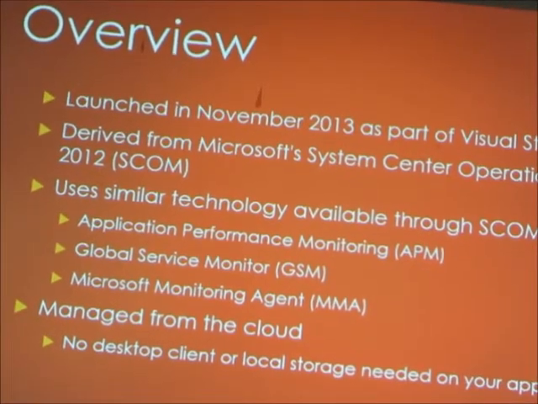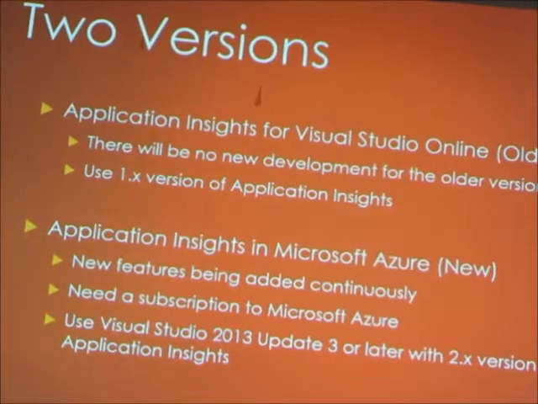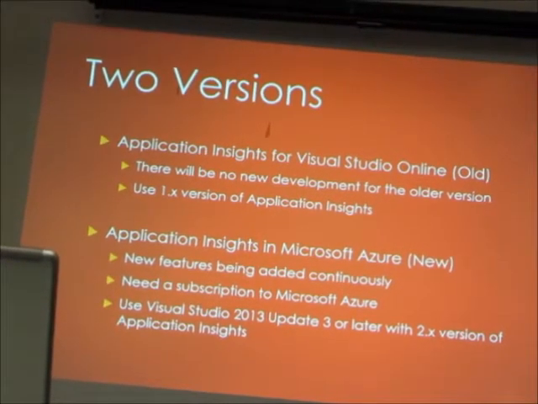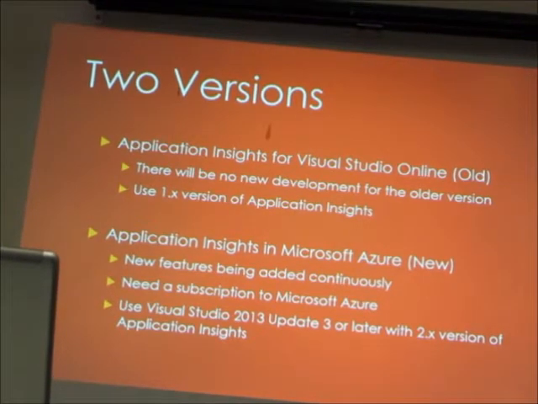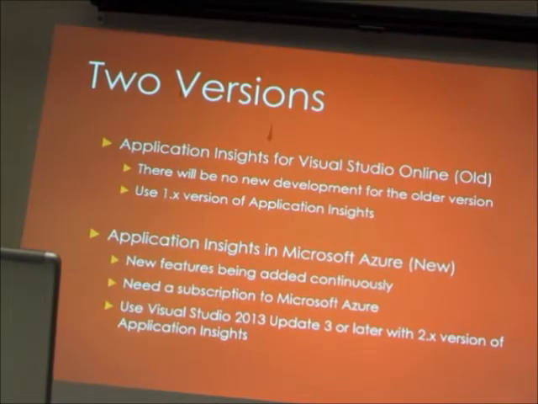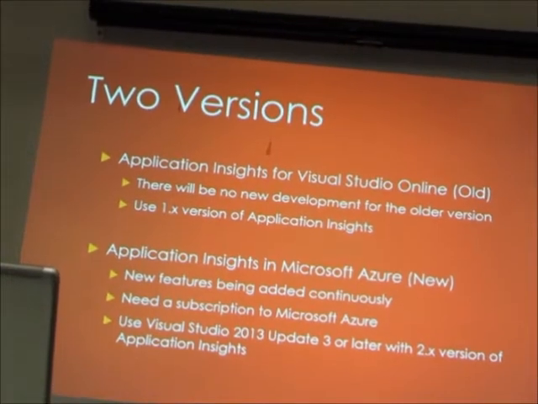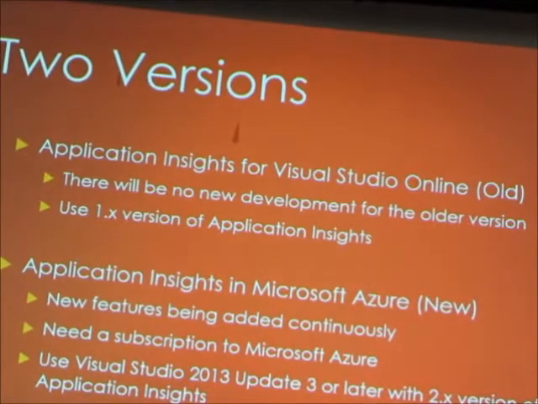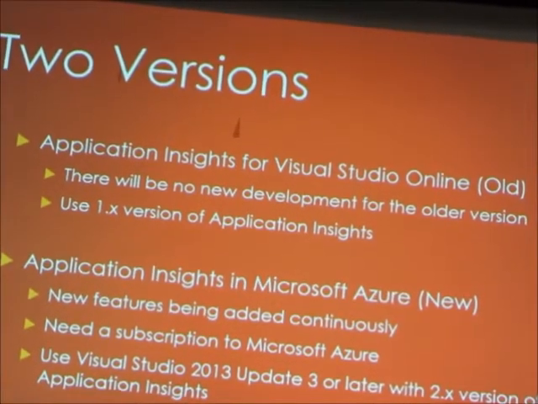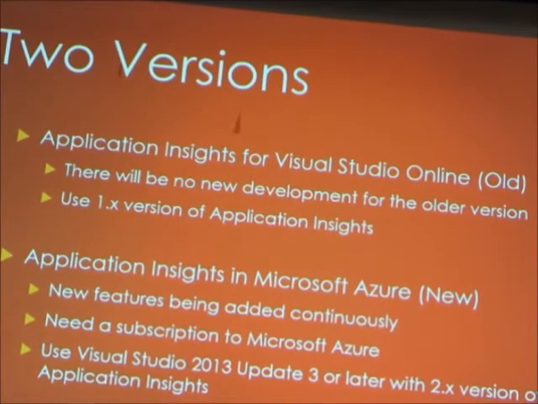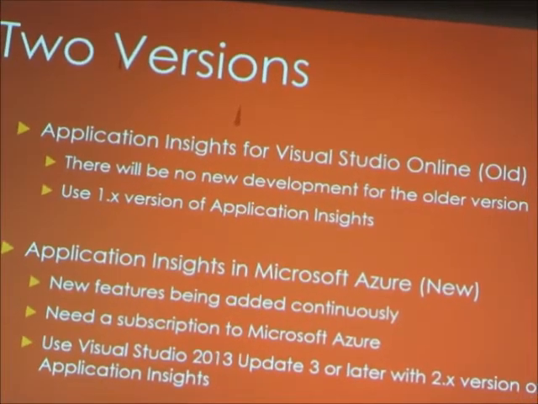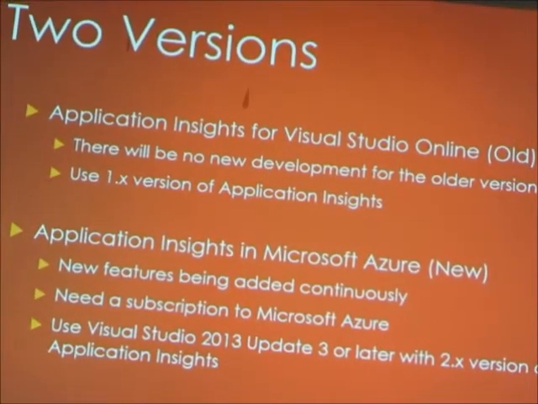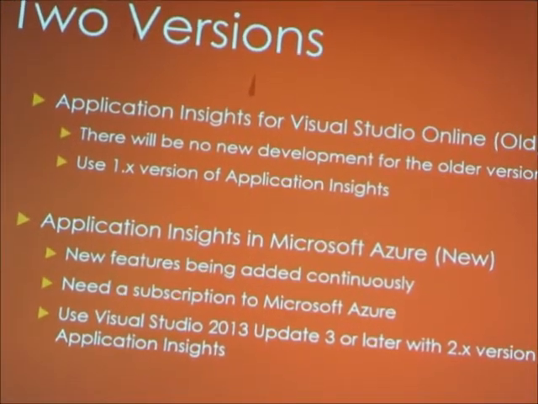But Microsoft has, what would you say, they want you to buy something eventually, yeah, but we'll talk about it. 2 versions. So right now, when it was launched in 2013, Visual Studio Online, this is the old version. There will be no new development on the old version, so just consider this the 1.x version of the Application Insights SDK. So if you go into Visual Studio 2013 and you see the SDK is installed and it's 1.35 right now, that is the Visual Studio Online version.